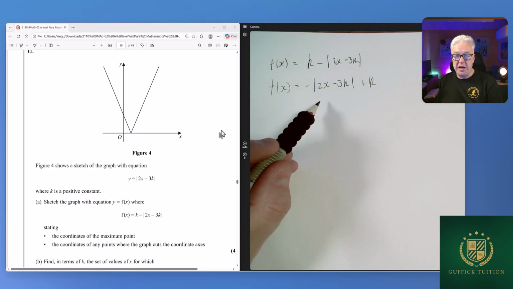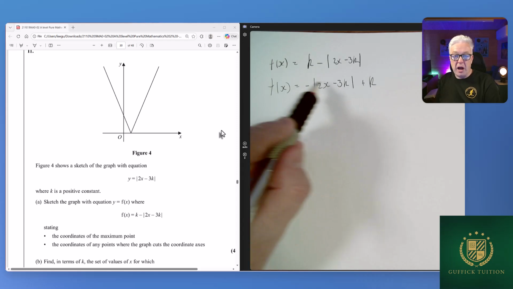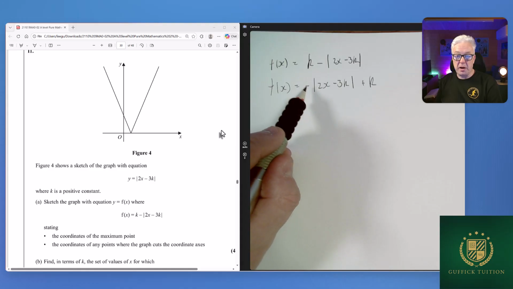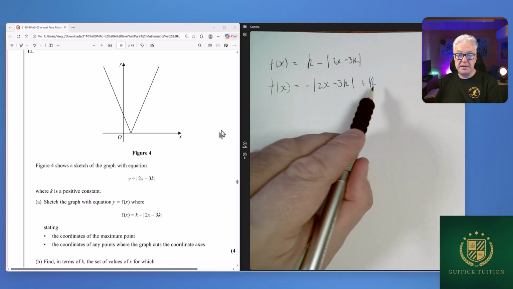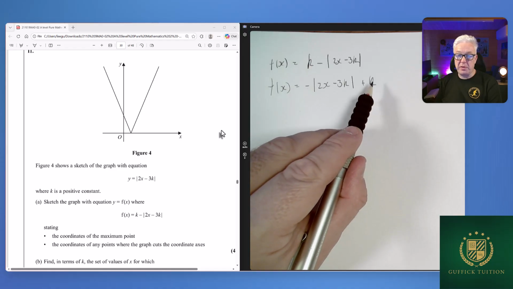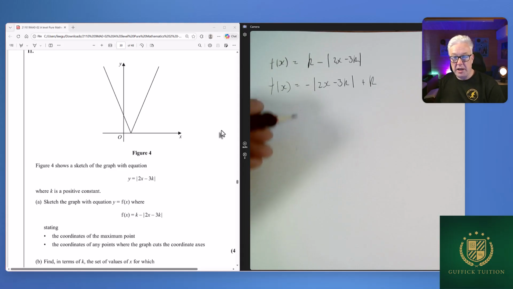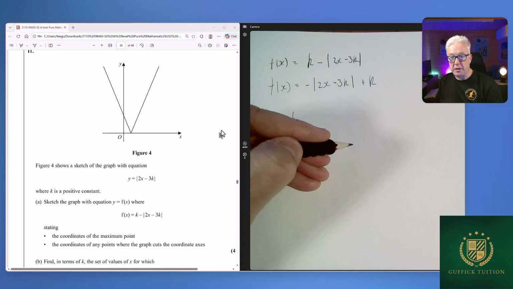The reason it helps me is because I can now see two transformations that have happened to my original y equation. One, there's a minus in front here, which is going to be a reflection in the x-axis, and secondly, there's going to be a translation by k units up in the positive y direction. So let's take those one step at a time.